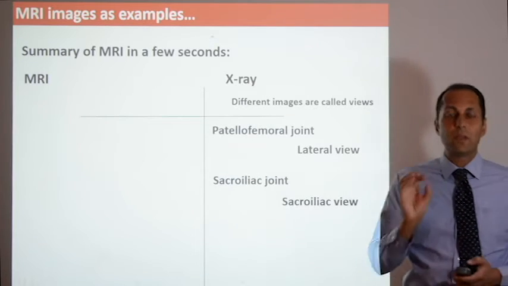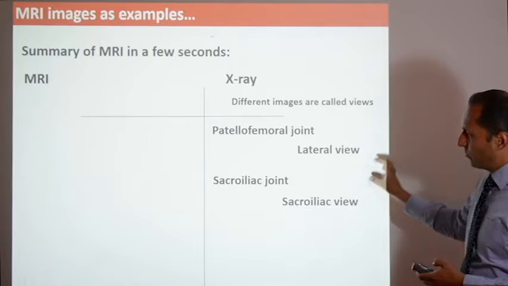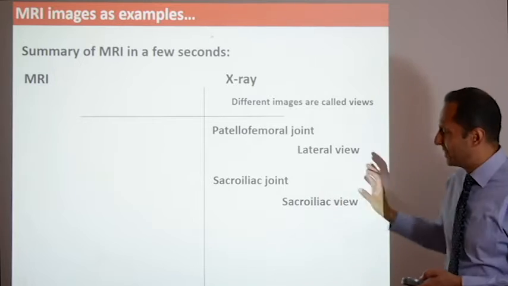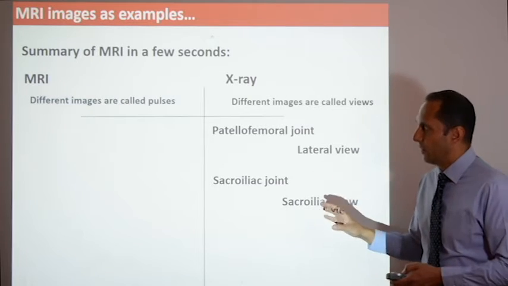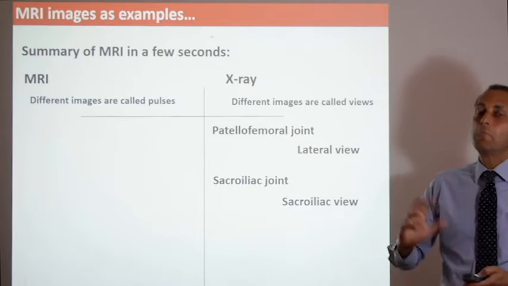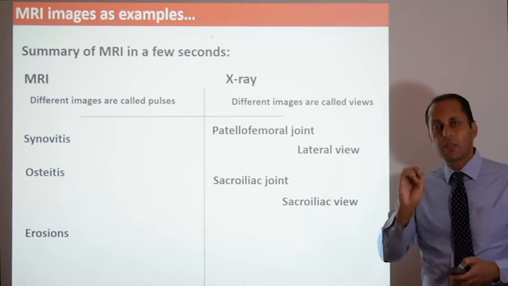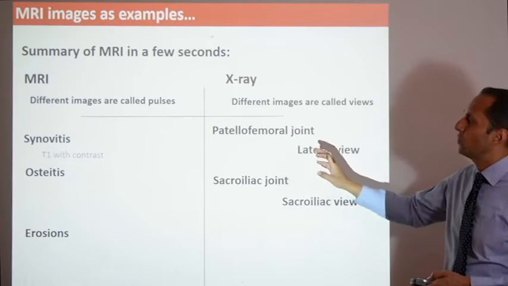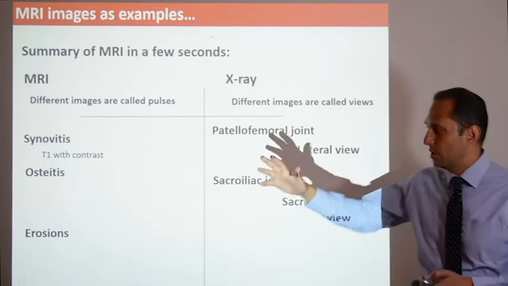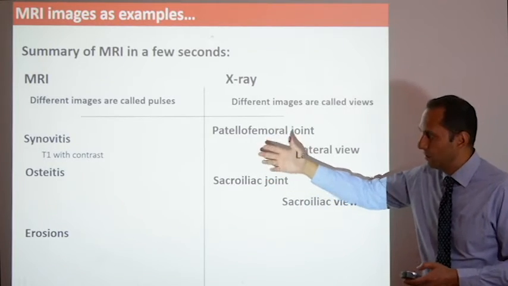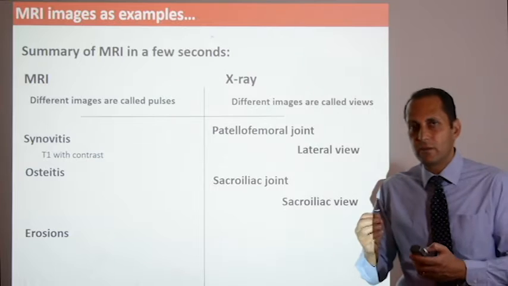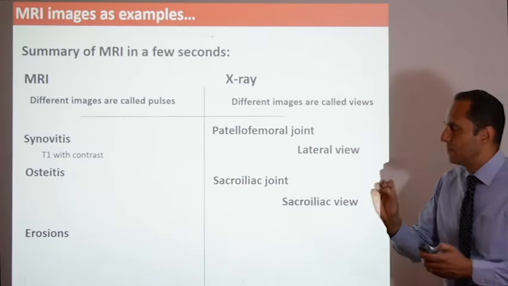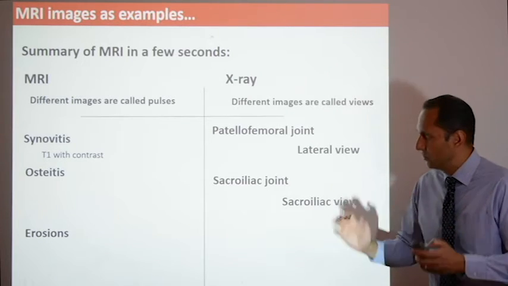If I want to check the patellofemoral joint, I'll go for a lateral view. A sacroiliac joint, I'll go for a sacroiliac view. How about the MRI? Different images are called pulses. If I want to check synovitis, I should go for what we call T1 with contrast. I will not explain further beyond this level, but I'm just delivering an introduction to MRI.